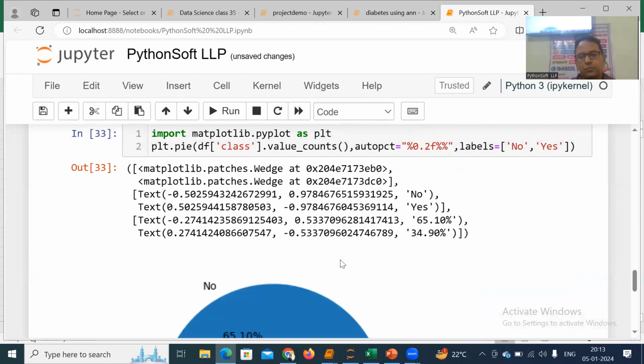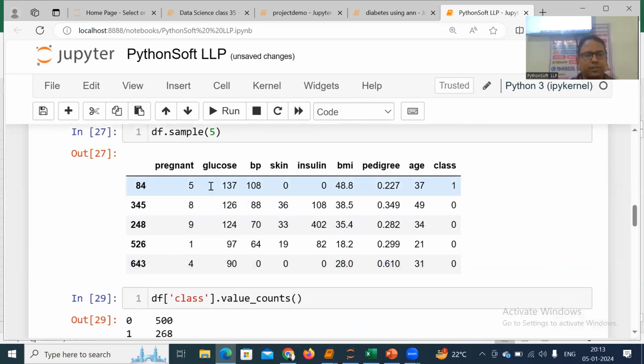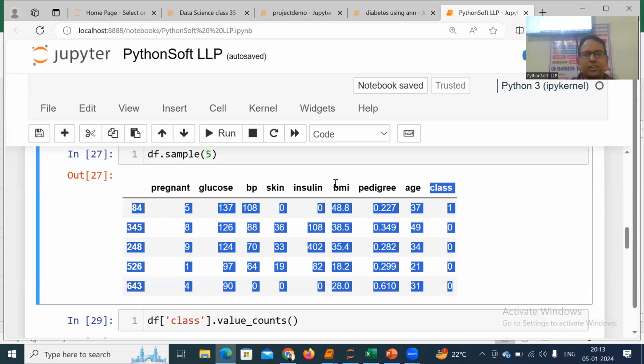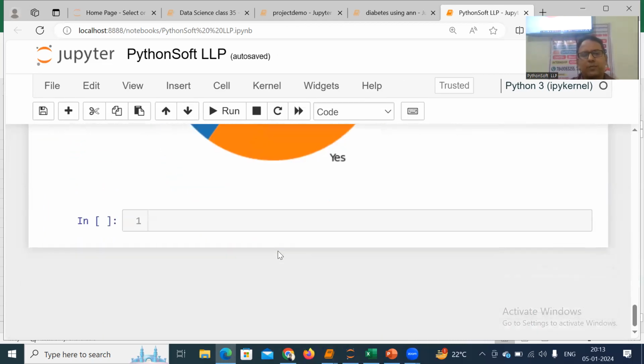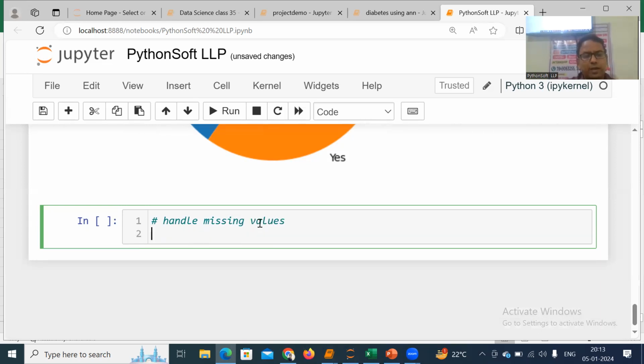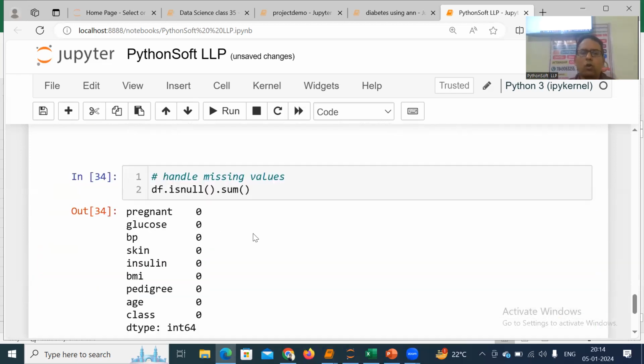Then what to do? See, suppose this data set: the output is the class column, and the input is the rest. Let us see now whether there are some missing values or not. Handle missing values. Missing value means, does my data have any missing value? Missing means, unfortunately, when I was collecting the data, I did not collect that information. For that I am using the command isnull().sum(). It's telling me no. We don't have any missing value. Our data set doesn't have missing values.